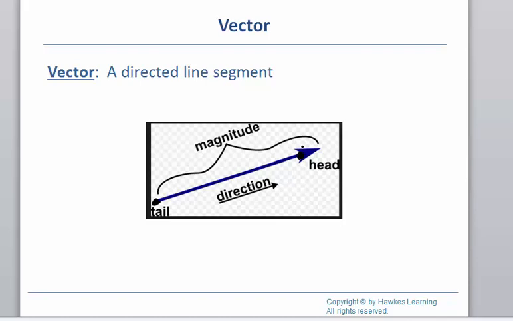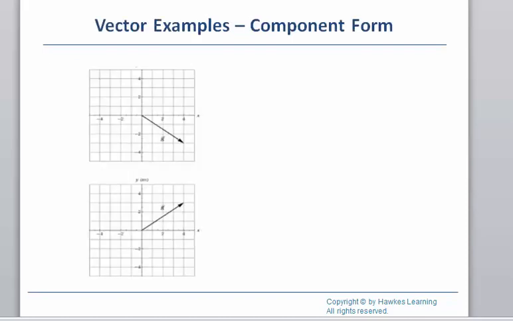The magnitude of a vector describes the distance from the starting point to the ending point. The vector also has direction, denoted by the arrow. We can show a vector in several forms. We can show a vector as a graph, as you see in the pictures, and we can also describe a vector in what we call component form.